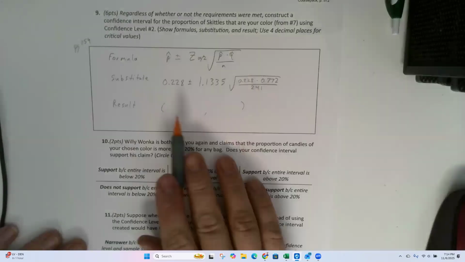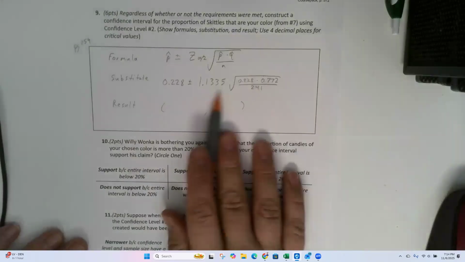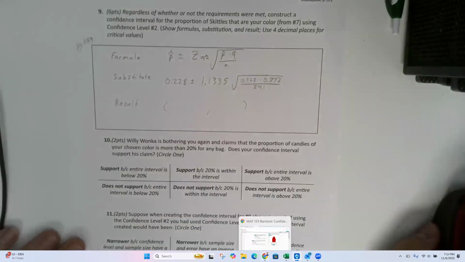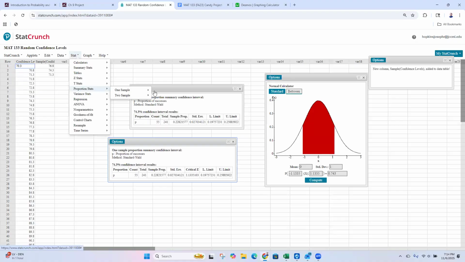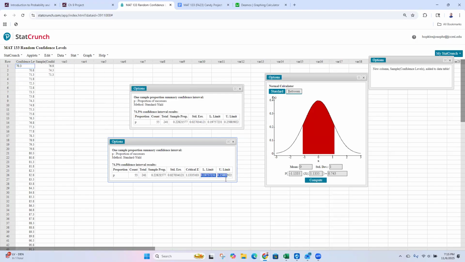So in StatCrunch, if you do Stat, Proportion Stats, one sample with summary, don't forget to select that button. Sorry about that. But your lower limit and upper limit are right here for us: 0.1976 and 0.2589. At least that's what I got.